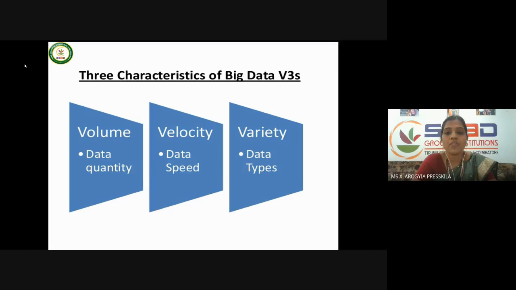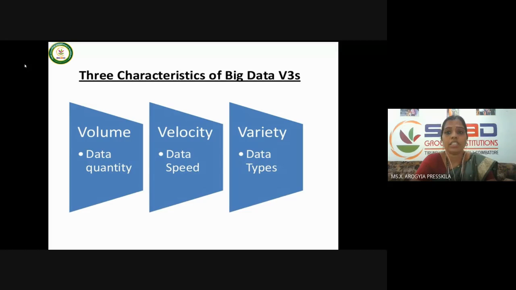Next is variety. What is variety? In big data, all types of data come under big data. That is data types, so you can store any types of data in big data. Actually, it is a large collection of data that can be stored in one place.